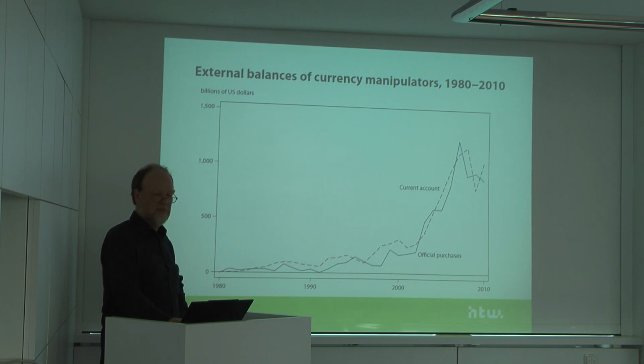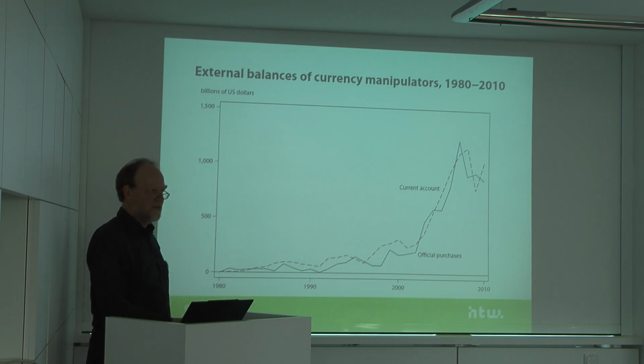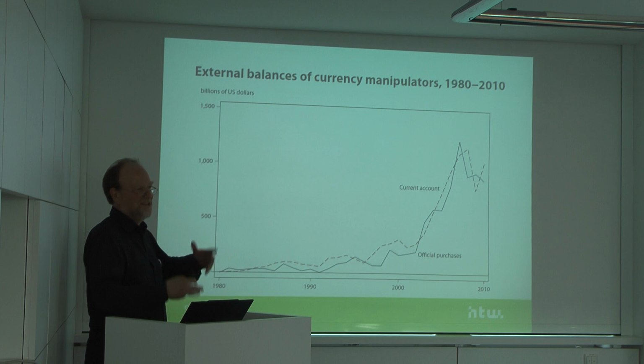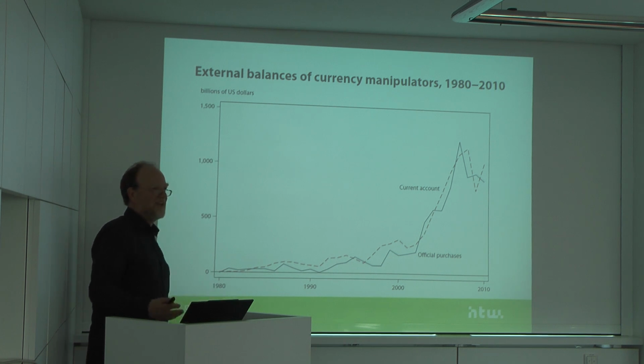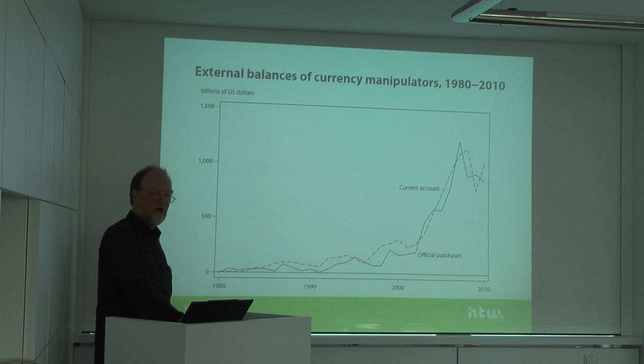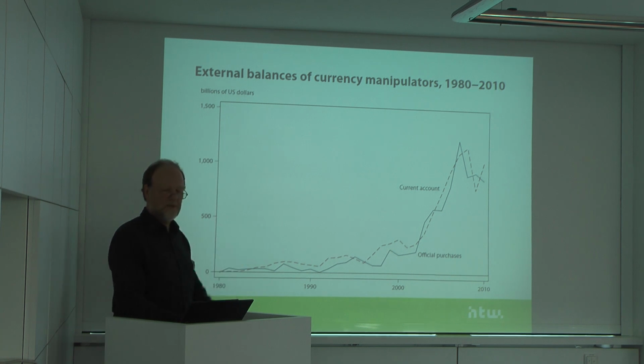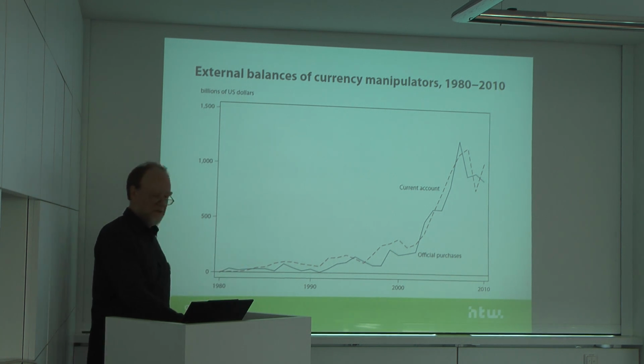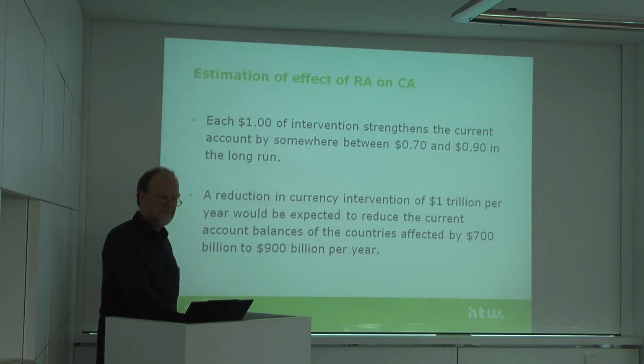Which countries are these? These are all the countries which accumulate reserves. It's 20 countries at the end which are the strongest accumulators of reserves. You will see the list of the countries a little later. They are accumulating reserves, and parallel to that we have current account imbalances.